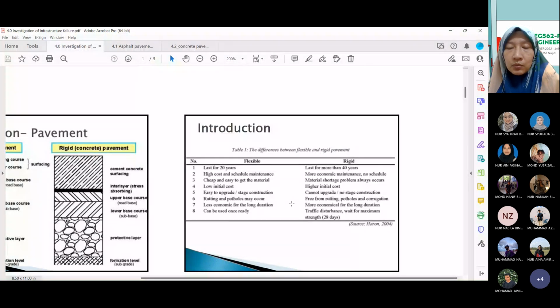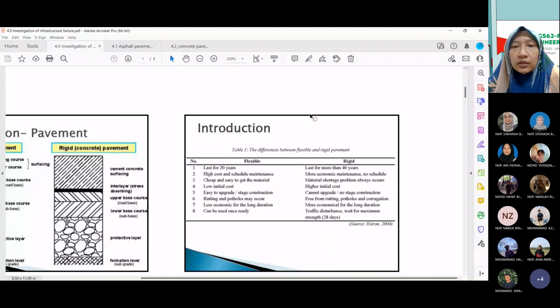So remember, if you look at roads in Malaysia, mostly we will see our roads having a problem with potholes, a lot of patching on the road surface. All this causes discomfort during travelling. And the flexible pavement is less economic for long durations, and more economical for long duration for rigid pavement. And flexible pavement can be used once ready, but for rigid pavement, traffic has to wait for maximum strength at 28 days.